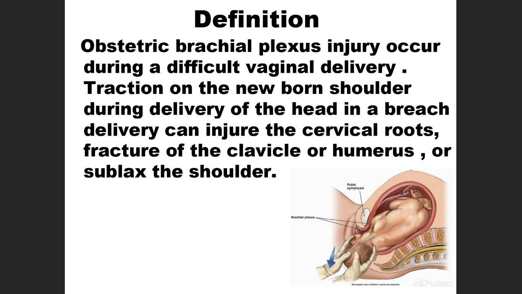So you can see in the mother's womb, the child is in a head-down position. During the delivery, the head will be coming out first. Most commonly the shoulder will get stuck against the pubic symphysis of the mother, and if you give it traction, that is going to cause injury to the brachial plexus.